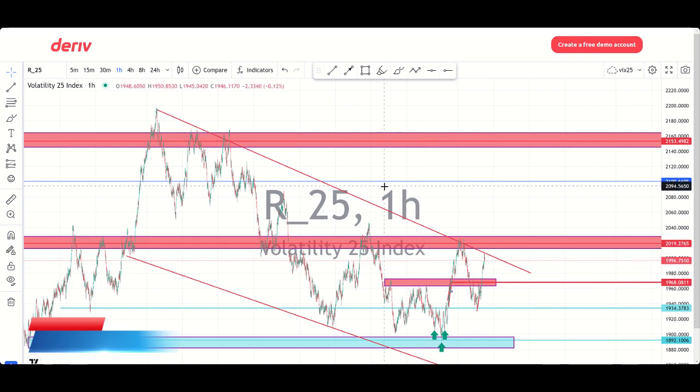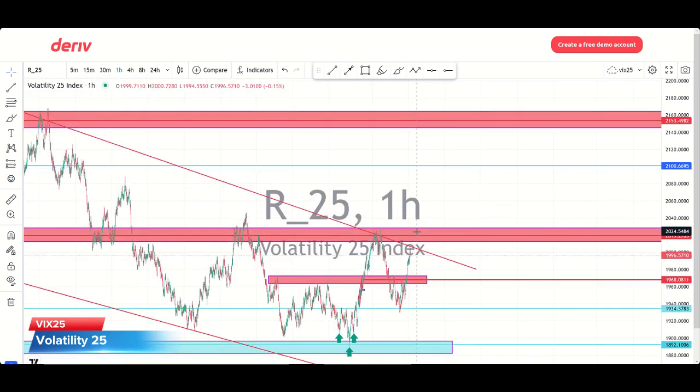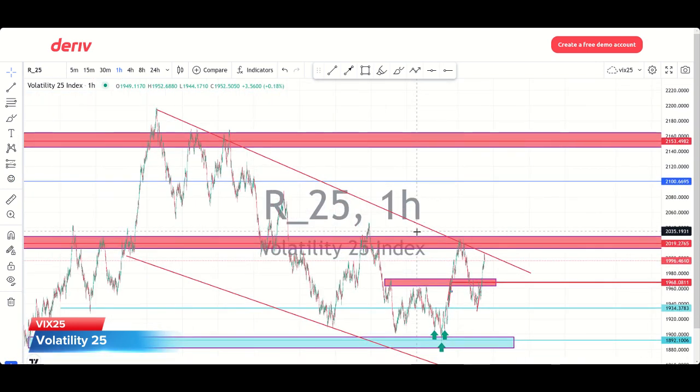As you know, we always start from VIX25, which is the first chart that you'll see once you load your chart on TradingView. If you remember last week, we made an analysis on VIX25. We are seeing this overall.